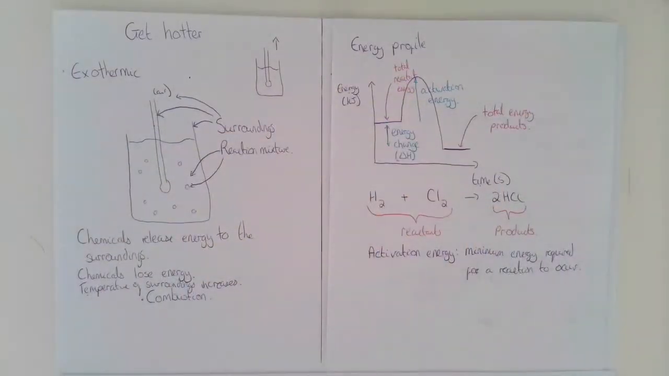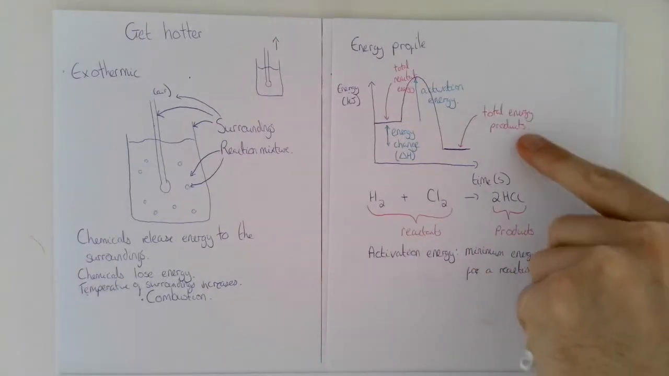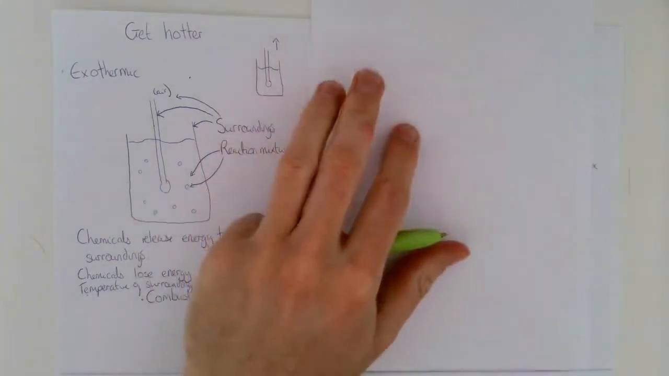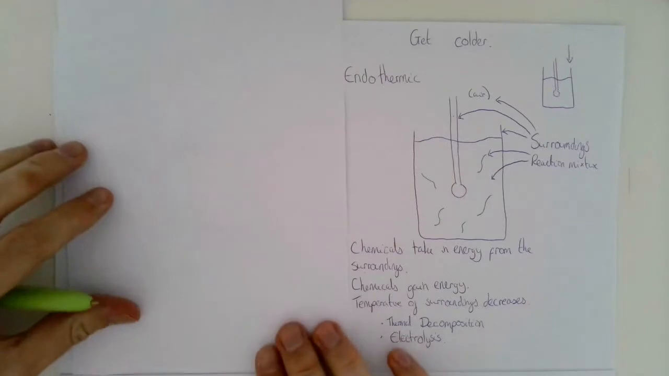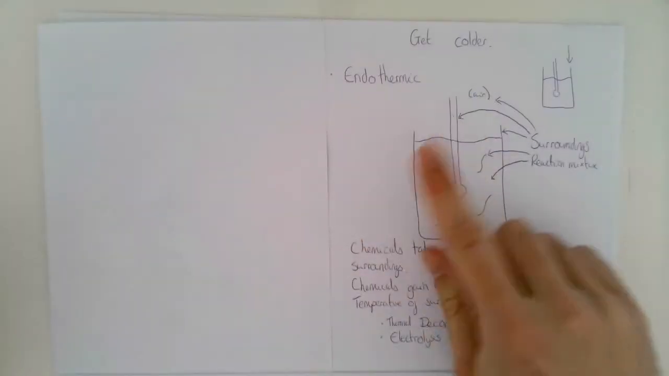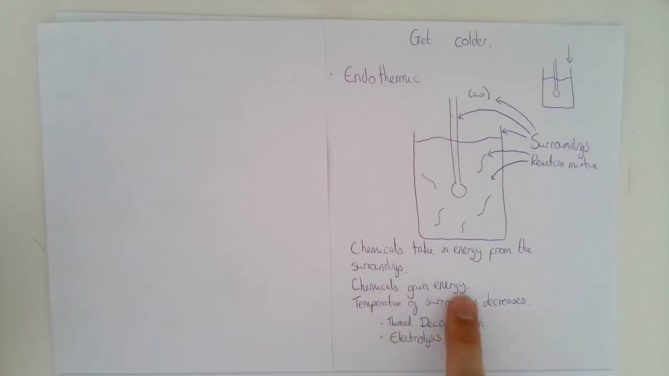It's a lot faster once you do the second version, but hopefully it'll make those things a bit clearer as well. So, endothermic energy profile. There's our theory for endothermic reactions. Things get colder because, unlike exothermic, the chemicals gain energy.